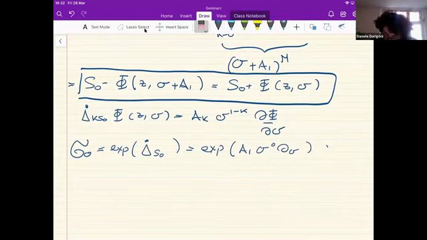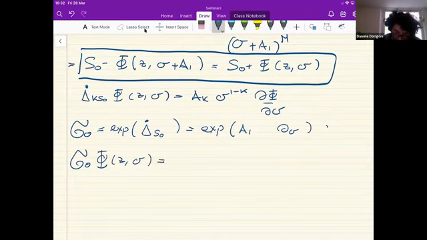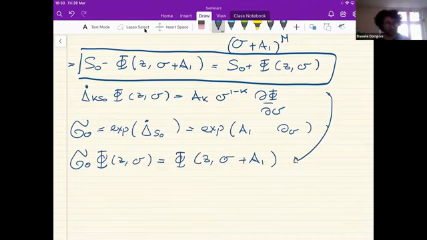I don't know why I wrote the sigma to the 0. It's just 1. This is just shifting the value of the transseries parameter, which is exactly what we found in here. So in this case, the Stokes automorphism in this direction is very simple. The thing it does is just shift the transseries parameter by this constant a1.